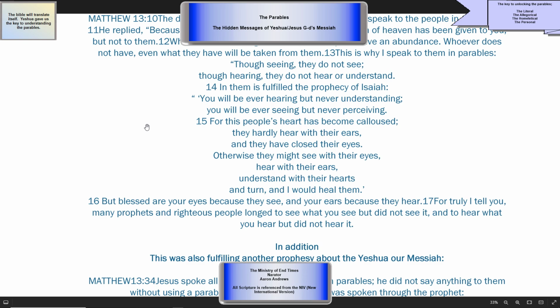For this people's heart has become calloused. They hardly hear with their ears, and they have closed their eyes. Otherwise, they might see with their eyes, hear with their ears, understand with their hearts, and turn, and I would heal them. But blessed are your eyes because they see, and your ears because they hear. For truly I tell you, many prophets and righteous people longed to see what you see, but did not see it, and to hear what you hear, but did not hear it."